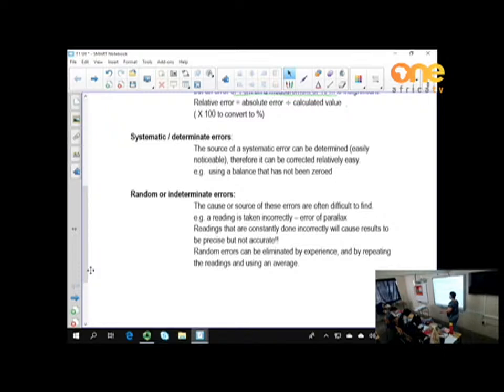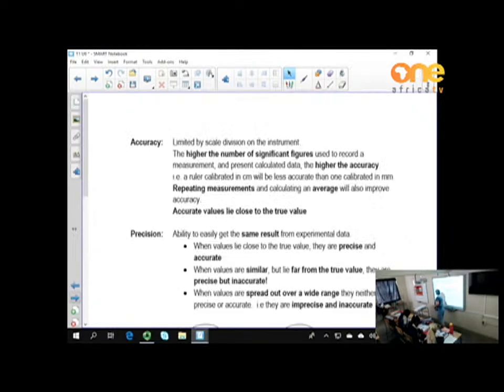Random or indeterminate errors, we said, are more difficult to pinpoint. We don't really know where they lie. Sometimes we've just taken a reading incorrectly. Sometimes you just didn't concentrate and you made an error, all right? Random or indeterminate errors.